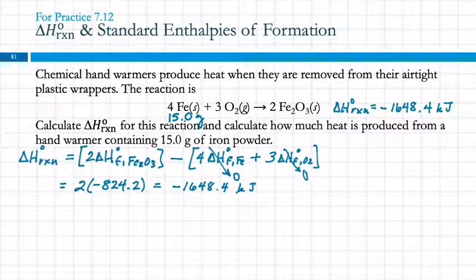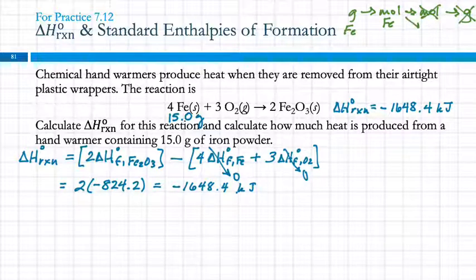Then calculate how much heat is produced. So this is stoichiometry. Stoichiometry, the starting point is grams to moles to moles to grams. Do we have grams to start with? Well, we've got 15 grams of iron, right? So we've got grams of iron, and we can go to moles of iron, and then what are we trying to find? Heat, kilojoules. So we don't have to do these last 2 steps. We can go from moles of iron directly to kilojoules, because that's what the heat of reaction tells us.